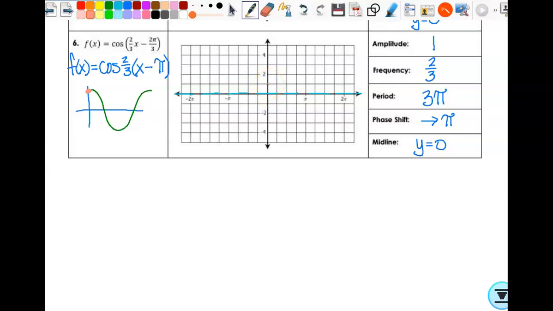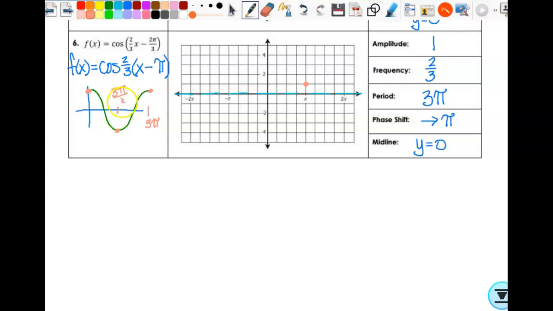But I have a phase shift. I'm supposed to move to the right pi. So I'm going to move to the right pi, and that's where that first point is. Yes? Okay. So then I'm going to do the end of the period. Well, the end of the period is at 3 pi. If I go over here to 3 pi and then move to the right pi, I'm way off my graph, right? So it doesn't help me on my graph, but it's going to help me reason through where everything is supposed to be. So if I'm supposed to be at the end and it's 3 pi, halfway between would be at what? 3 pi halves.